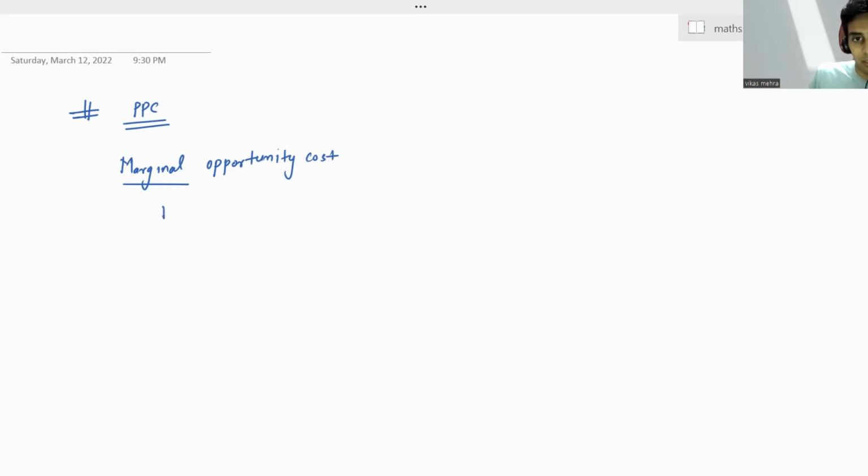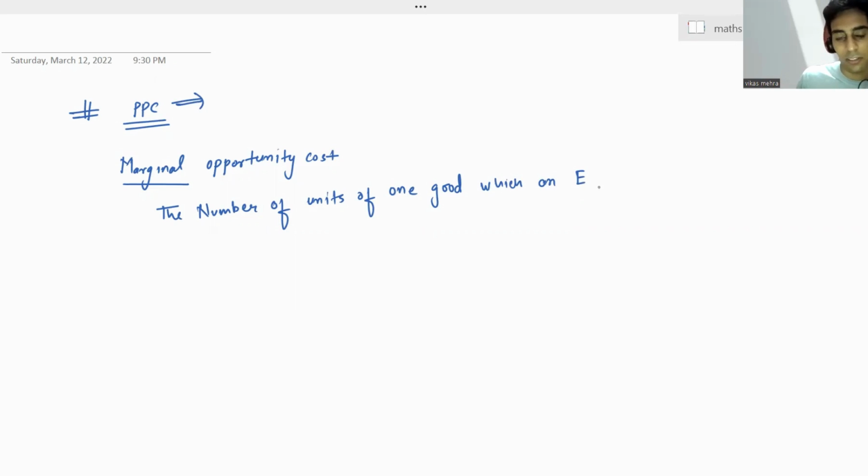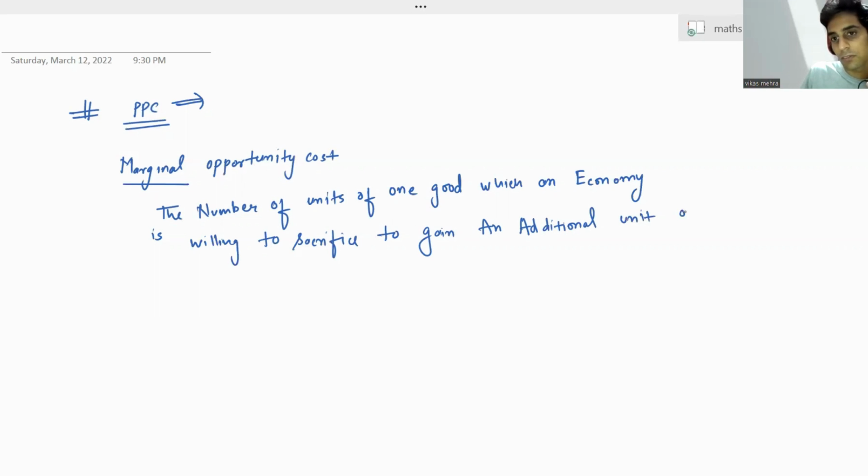So in the context of PPC, the marginal opportunity cost means the number of units of one good which an economy is willing to sacrifice, or is willing to produce less of, to produce an additional unit of another good. PPC means the potential of an economy, so we can't take the decision; obviously, the economy has to take the decision.